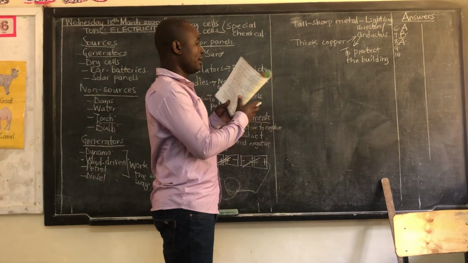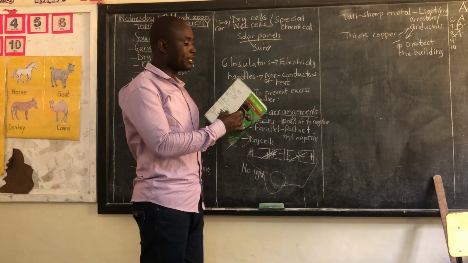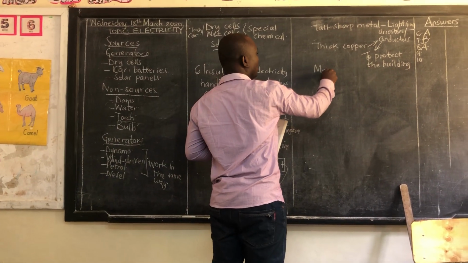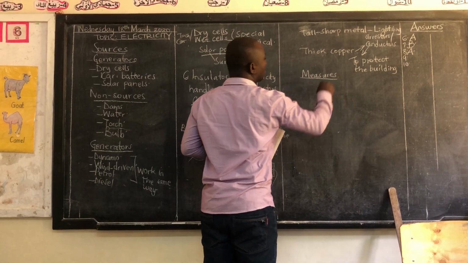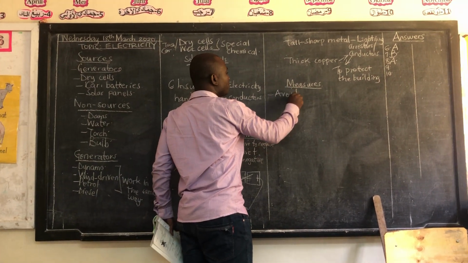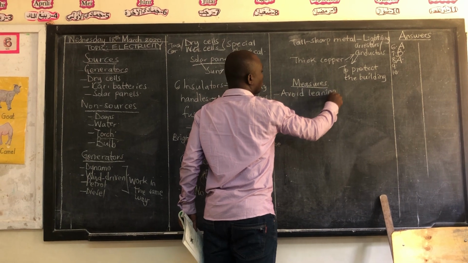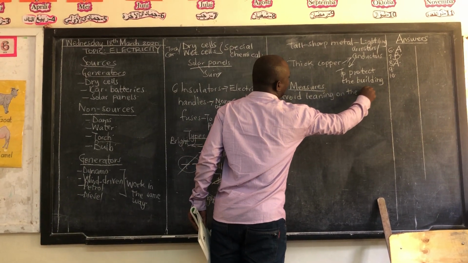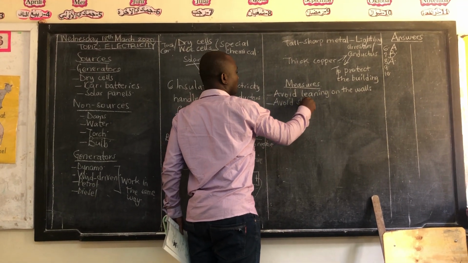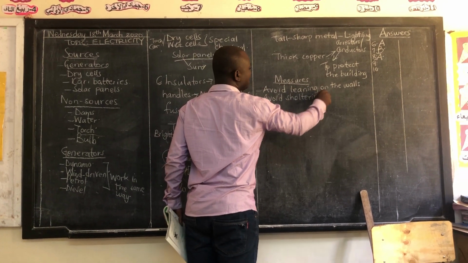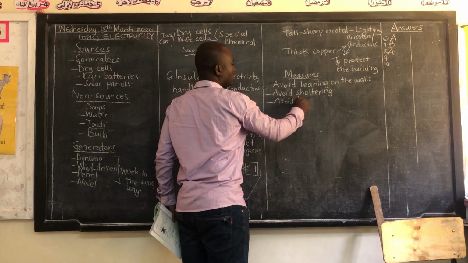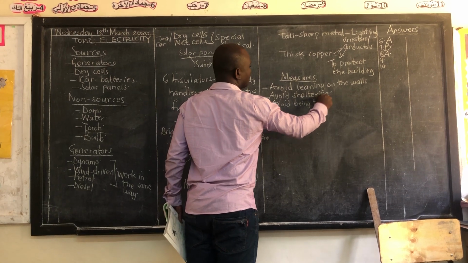We move to number 9. In number 9, which of the following is a recommended practice to avoid being struck by lightning? We have measures to avoid being struck by lightning. One, we should avoid leaning on the walls. Avoid sheltering under trees when it is raining. We should avoid being the tallest object.